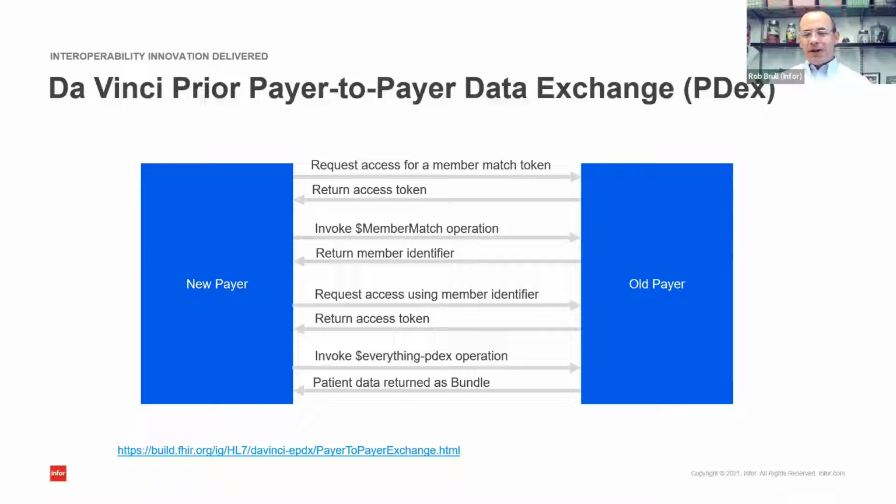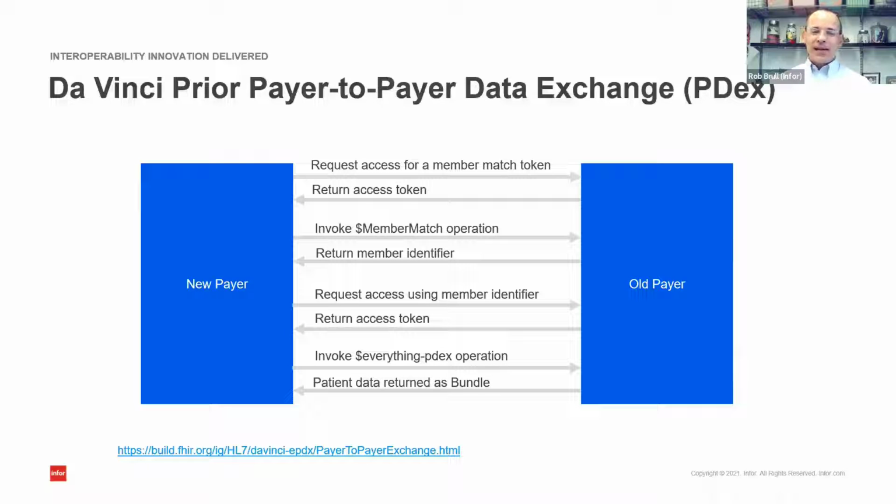If you haven't heard of $everything before, it's just a simple way in FHIR to say, I want everything about that patient. I don't want just the patient demographics. I want all the clinical data that's tied to that patient sent back to me, so I have a full patient record. So that's what's referred to as the $everything operation. And that's the final step of getting data from the old payer.